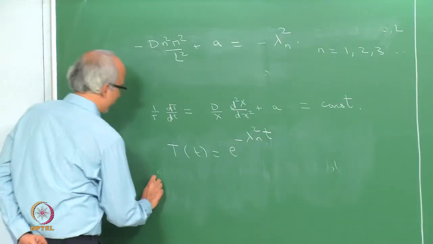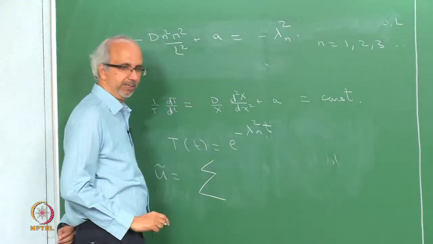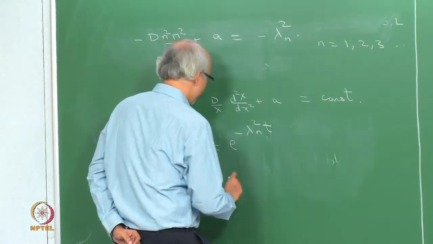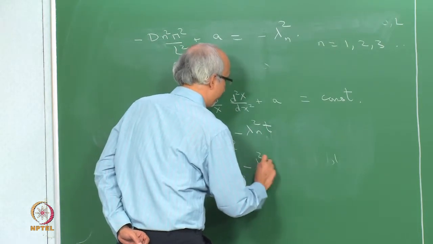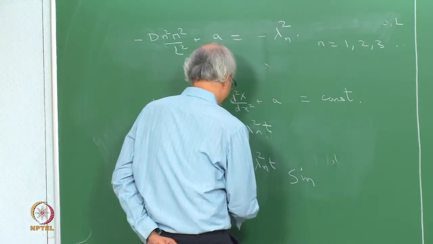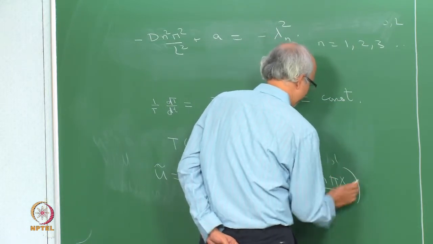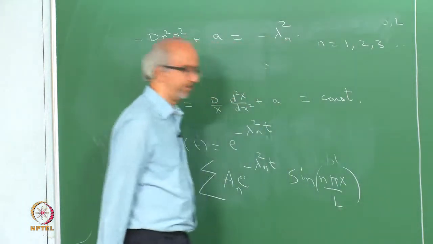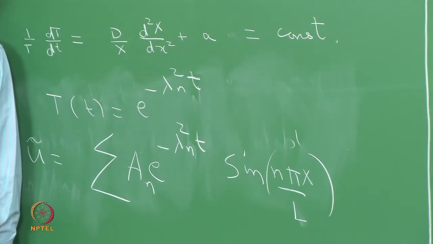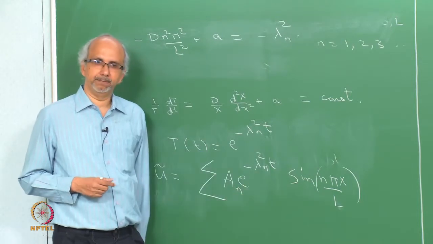Now, I am saying that the u tilde is, if you remember your separation of variables, going to be summed over all these n's, and it is going to be of the form e power minus lambda n squared t multiplied by A_n sin n pi x by L. Okay? So this is basically how the perturbation is going to change with both space and time.